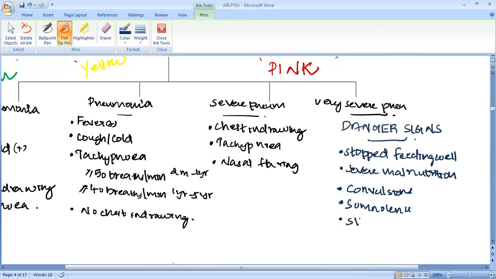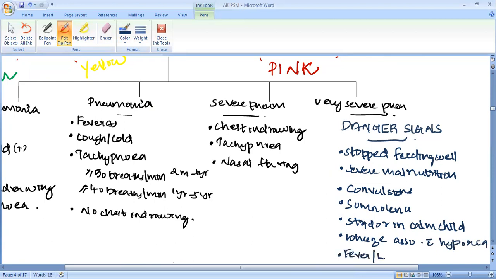Okay. And we can also see stridor in a calm child. So if this child is resting calmly, but we can still hear the stridor. And we can hear wheeze, which may be associated with hypoxia. And also this child may be having fever, or there can be low body temperature. So these are said to be the danger signs.